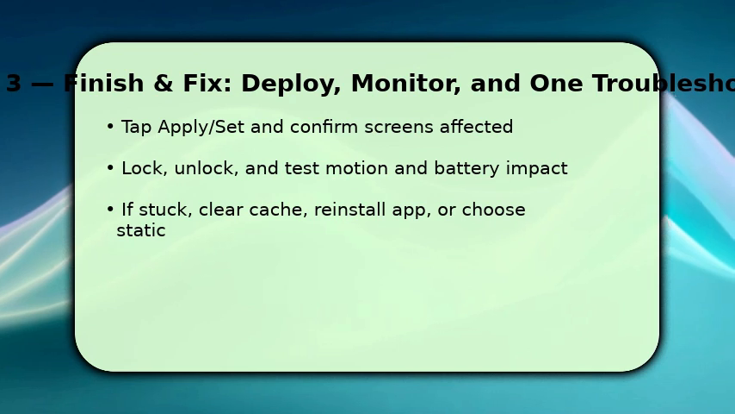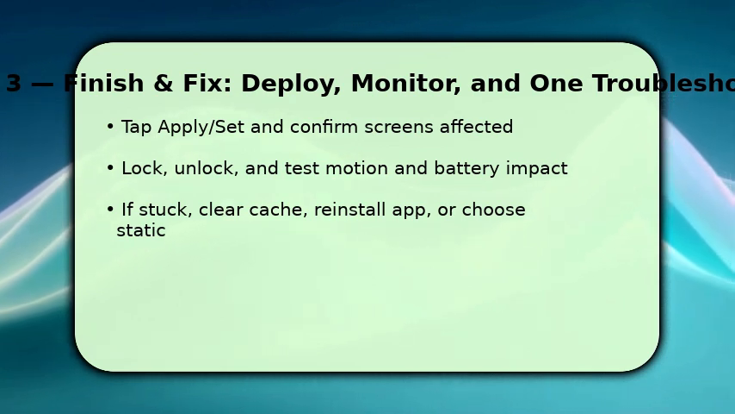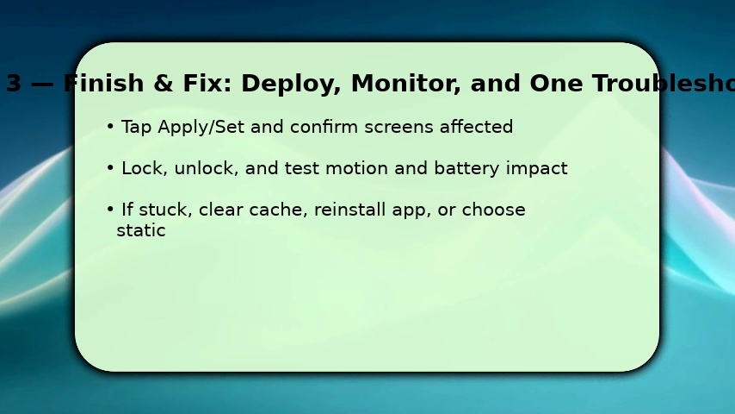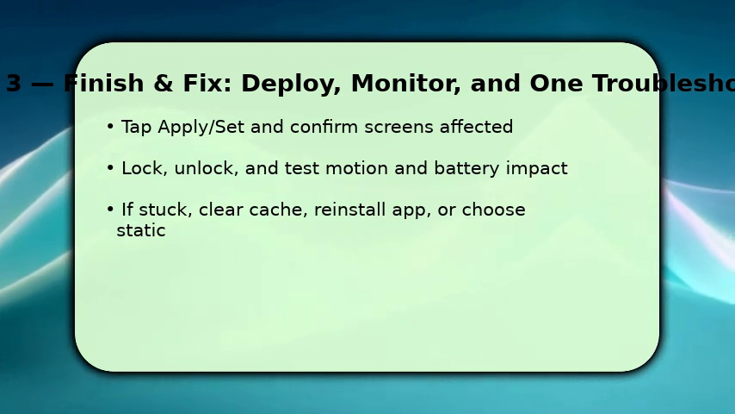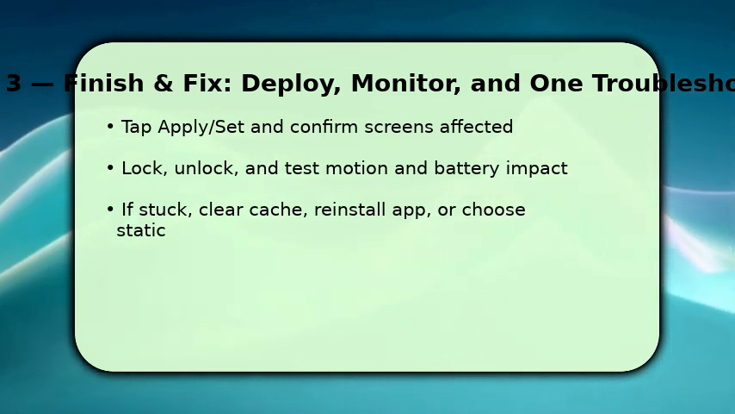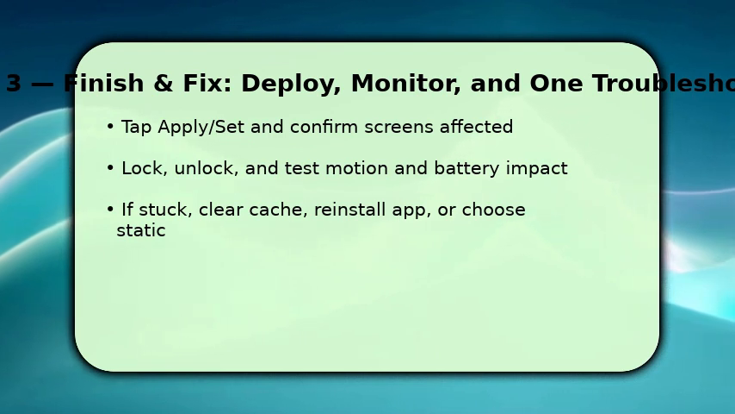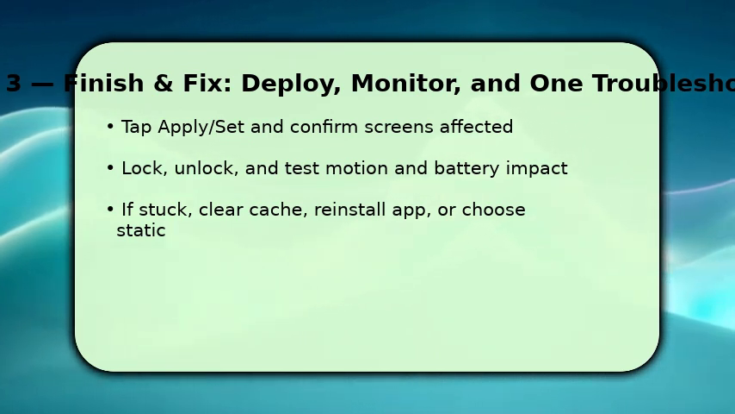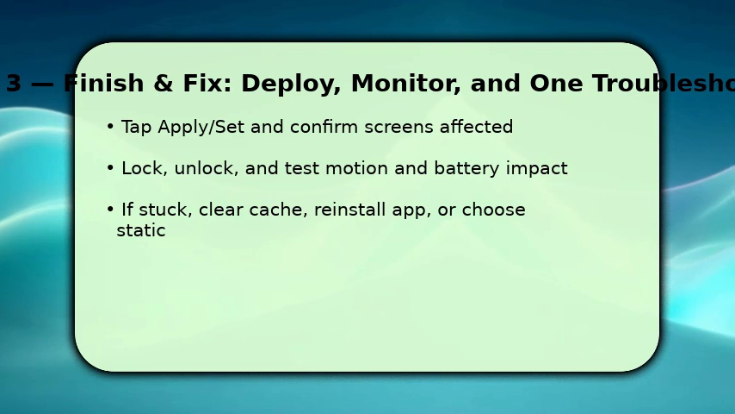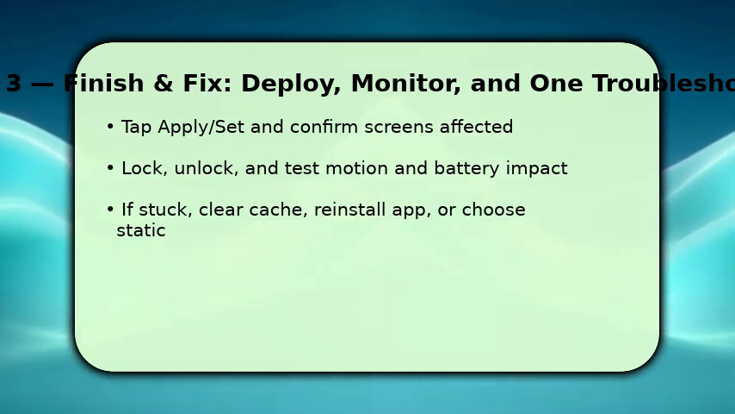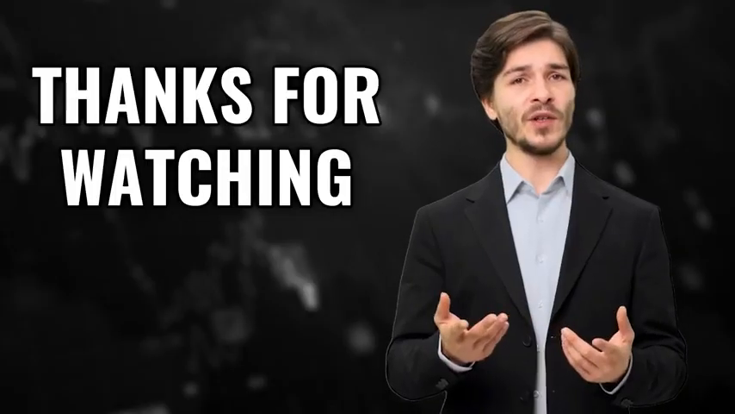If the animation stutters, make sure background apps are limited and power saving is off. If nothing happens, clear the app cache, restart the phone, or reinstall the wallpaper app. Alternatively, set a static image to confirm the file isn't corrupted. One key tip: if animations drain battery, reduce frame rate or use a shorter clip.